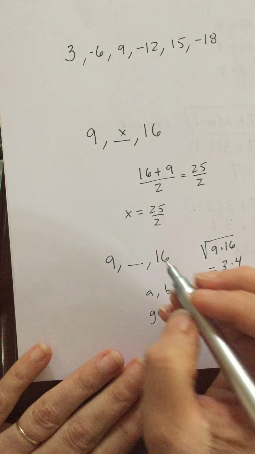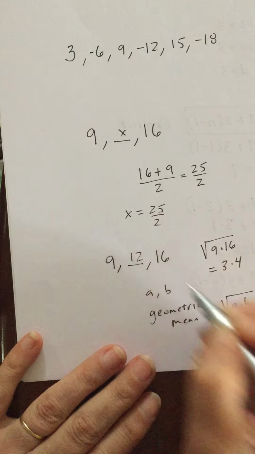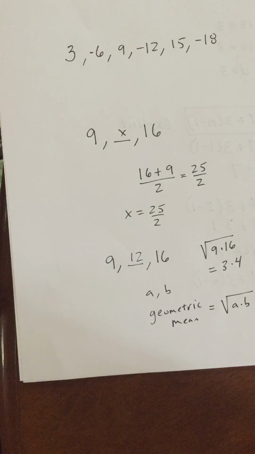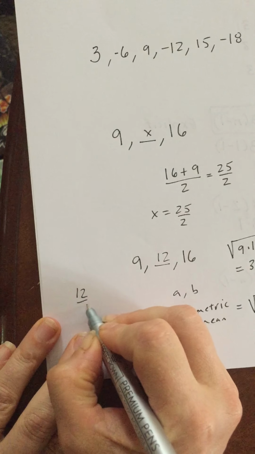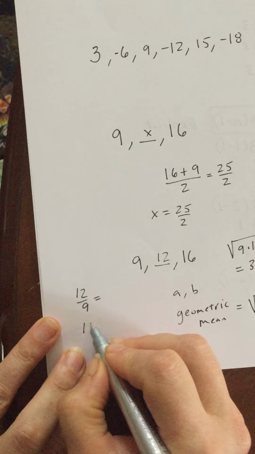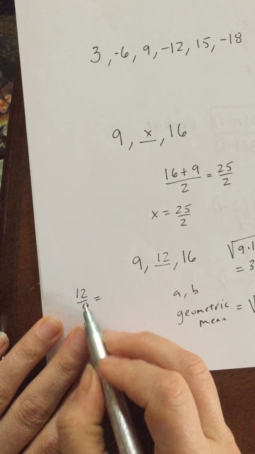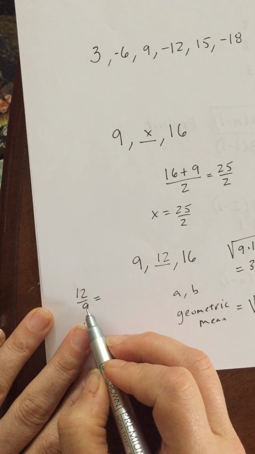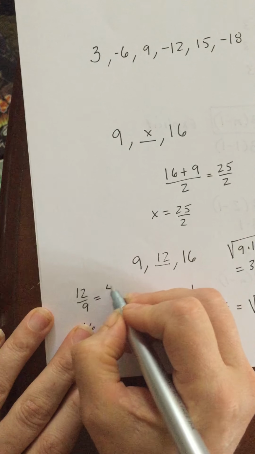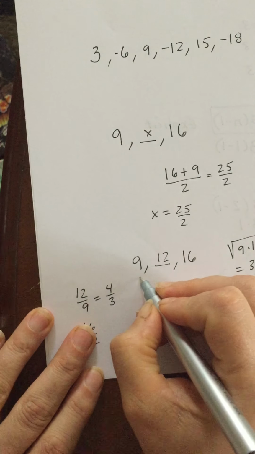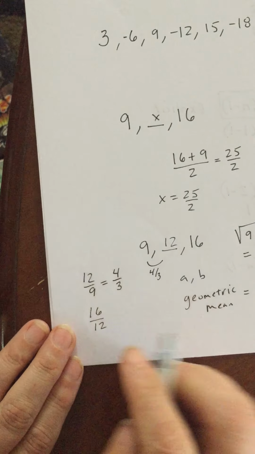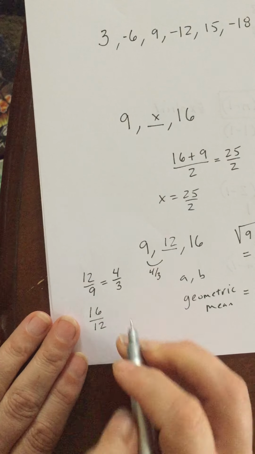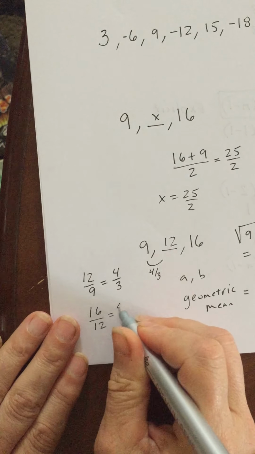Okay, so let's check that 12 actually works out for being the geometric mean. What we have to do to verify it is find out if the ratio of 12 to 9 is the same ratio as 16 to 12. In this case, 12 to 9, I can divide them both by 3, and then I would get 4/3 as my common ratio, or my multiplier from term to term. In this case, 16 over 12, they can both divide by 4, and I'm going to get 4/3.